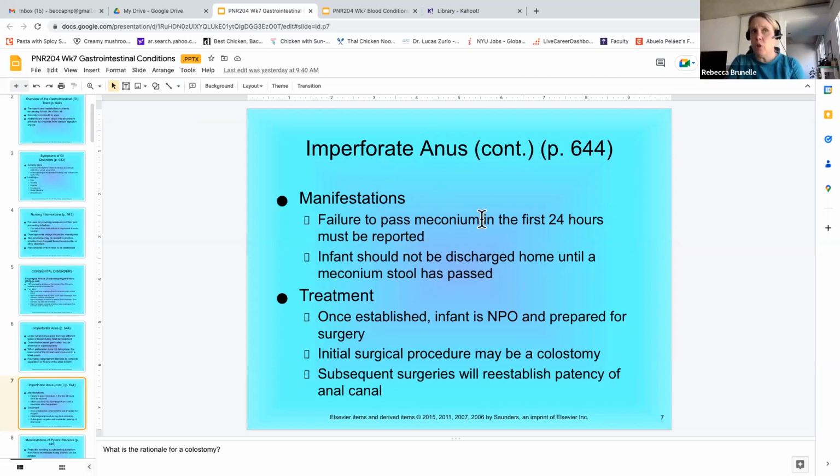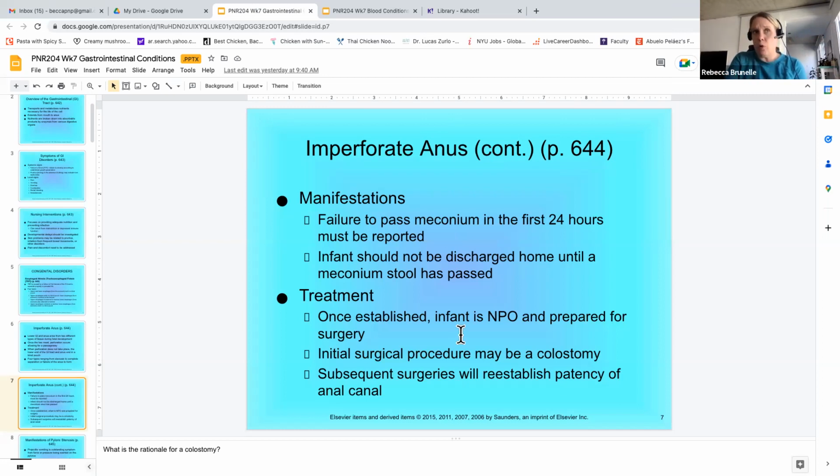If they don't pass meconium in the first 24 hours, that's an emergency that you need to follow up and find out why. One of the reasons could be that they have an imperforate anus and they're not able to get the stool out of their body. I would make a list of things that could be associated with not passing meconium, because that's a common way to test your knowledge of congenital defects. So this is one of the congenital defects where it is possible that the baby won't pass the stool, and it's because there's something wrong with their anus.